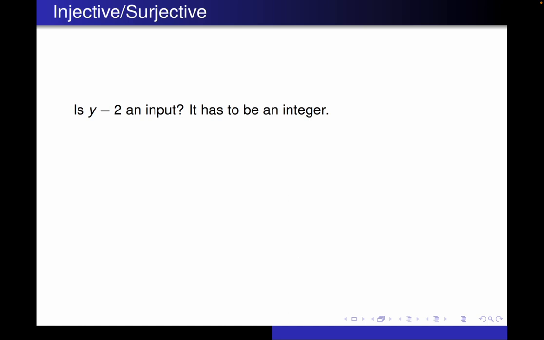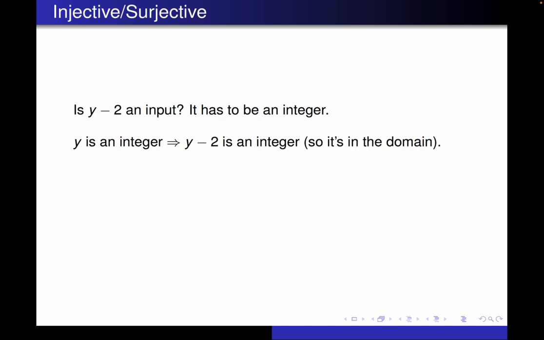So the question now is, is y minus 2 an integer? Well, we know y is an integer because it was in the codomain, which was a set of integers. And if I take y, an integer, and subtract 2 from it, it's going to be a different integer, but it's still going to be an integer, which means it's acceptable as an input for our function. Right? So it's in the domain. So now let's see what happens when I actually put it into the function. Do I get y? That's what I'm looking for.